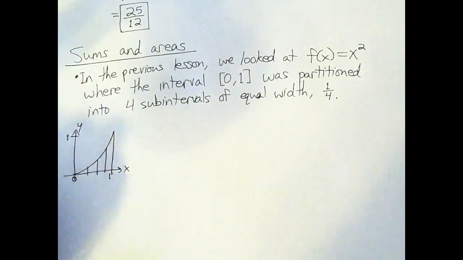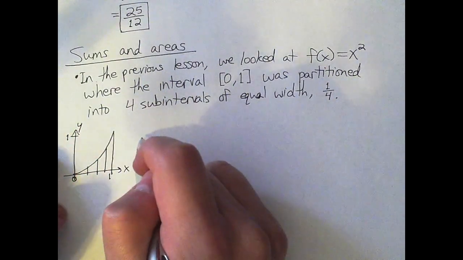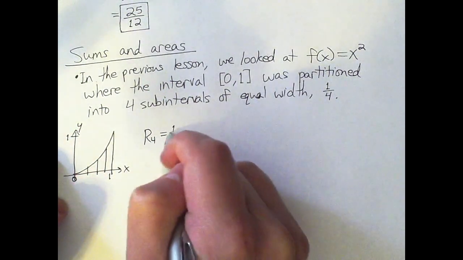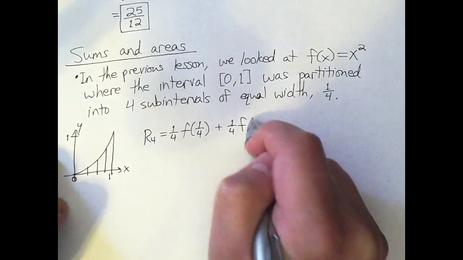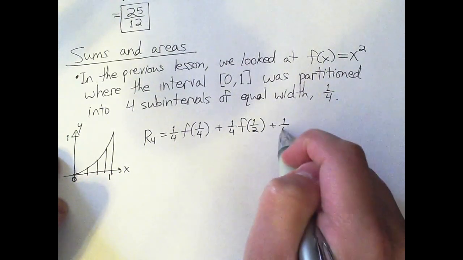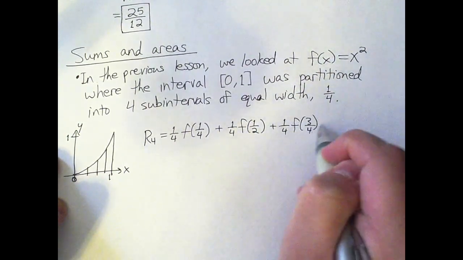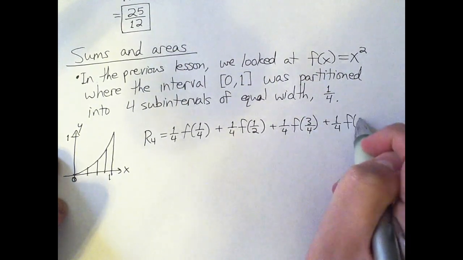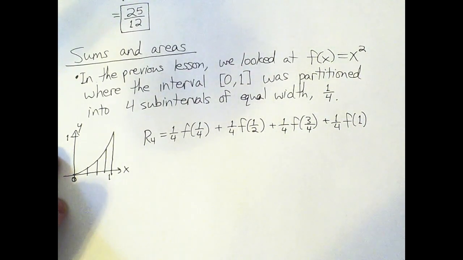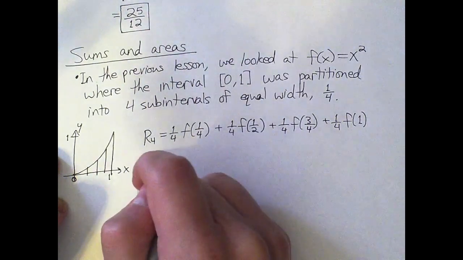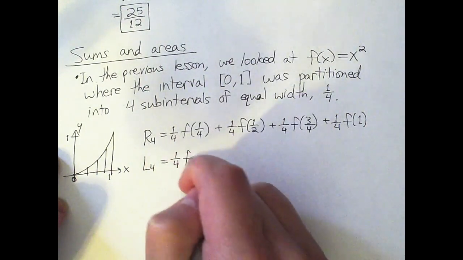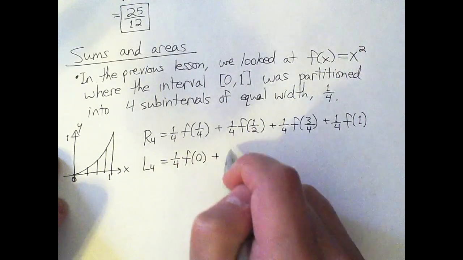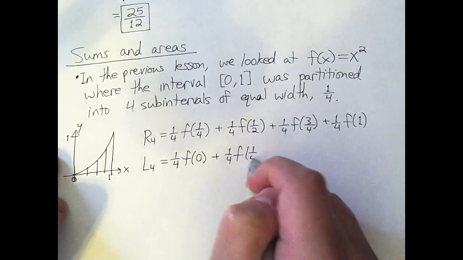And we showed a couple of different ways to do that, right? There was L4, there was R4, there was M4. And just to recap those, R4 was 1/4 f of 1/4 plus f of 1/2 plus 1/4 f of 3/4 plus 1/4 f of 1. L4 was 1/4 f of 0 plus 1/4 times f of 1/4.